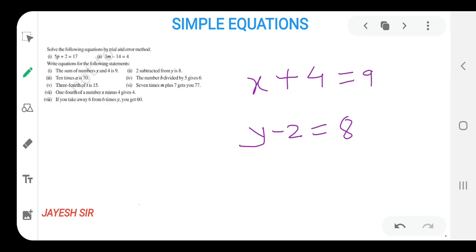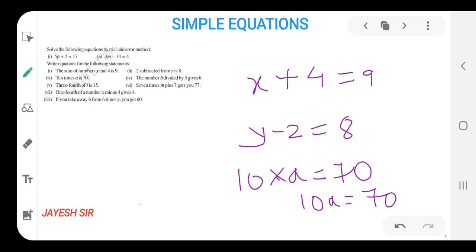Similarly we'll do the third sum. 10 times of a. 10 times means 10 into a. We can say 10 times of a is 70. Is means is equals to, I already told you, that means 10a equals to 70. You can write it like 10a equals to 70 also, because when no sign is there, that means the multiplication sign is there. Both the answers are correct. I hope you all might be getting it, friends.